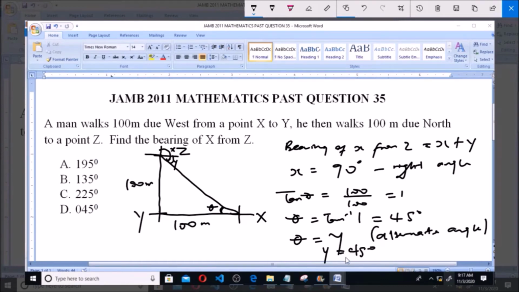Now since Y is equal to 45 degrees, we can simply say that the bearing of X from Z is equal to X plus Y, which is 90 plus 35 plus 45 degrees, and that is equal to 135 degrees. So the bearing of X from Z is 135 degrees, which is option B.